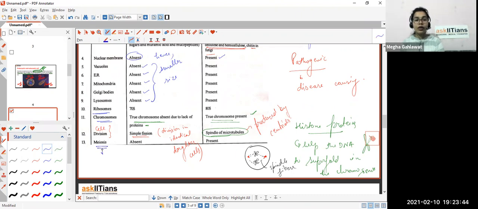Meiosis is basically present in the multicellular organisms. Now when I say multicellular organisms, it leads to the formation of germ cells. What are germ cells? Germ cells are the ones which take part in the reproduction process, for example, the sperm and the egg. Right, now that being said, it is absent in the prokaryotes, it is present in the eukaryotes. Okay, because the eukaryotes are the only cells which make up the multicellular organism. That is all about the prokaryotes and the eukaryotes.